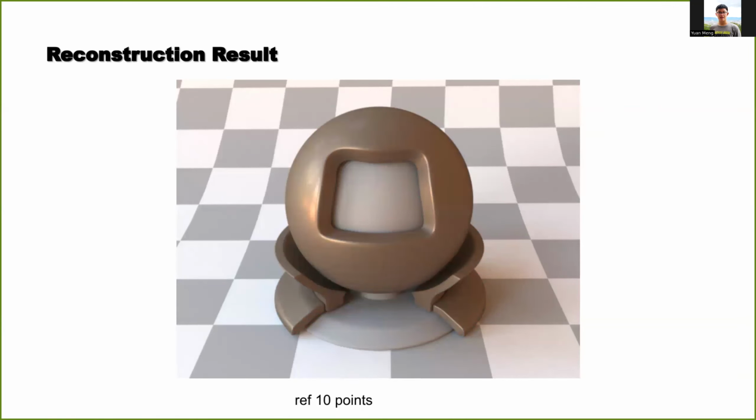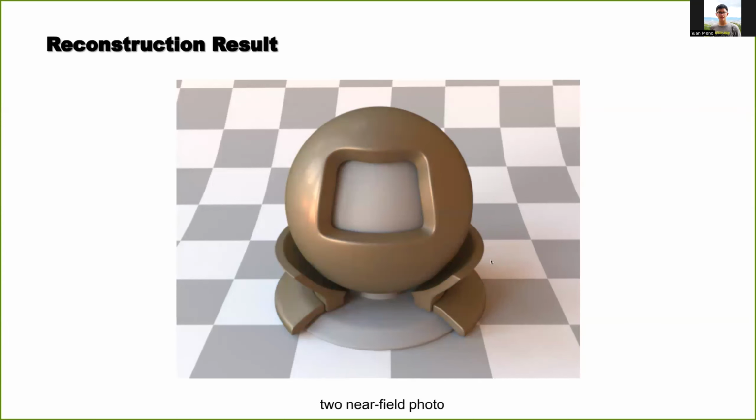But the reference point is still darker than the ground truth. And this is the near field photo one, and you can see there is some greenish color at the grazing angle. So I think both methods don't work well on this bronze case.